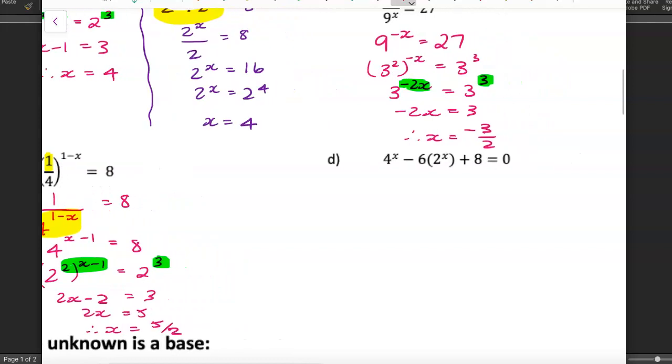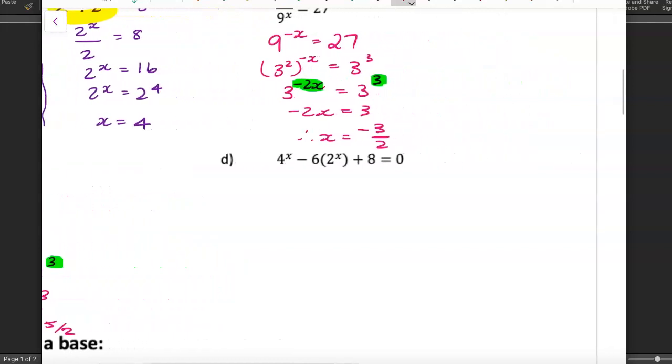Now my last example, when the power is the unknown value, is when we have what we call more of a quadratic type setup. I'm going to start by looking at my 3 terms on the left and noticing that we do have a base of 2 and a base of 4. But I know a base of 4 can be written as a base of 2, so that's my first step. I've got 4 can be written as 2 squared, instead of just 4 to the power of x.